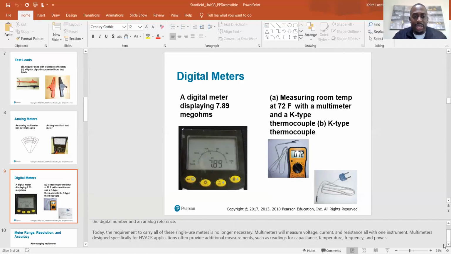Today, the requirement to carry all of these single-use meters is no longer necessary. Multimeters will measure voltage, current, and resistance all with one instrument. Multimeters designed specifically for HVAC applications often provide additional measurements such as readings for capacitance, temperature, frequency, and power. So that's what I got here.